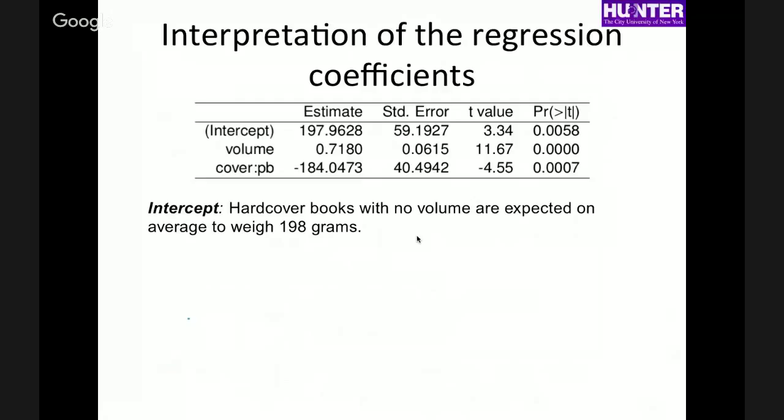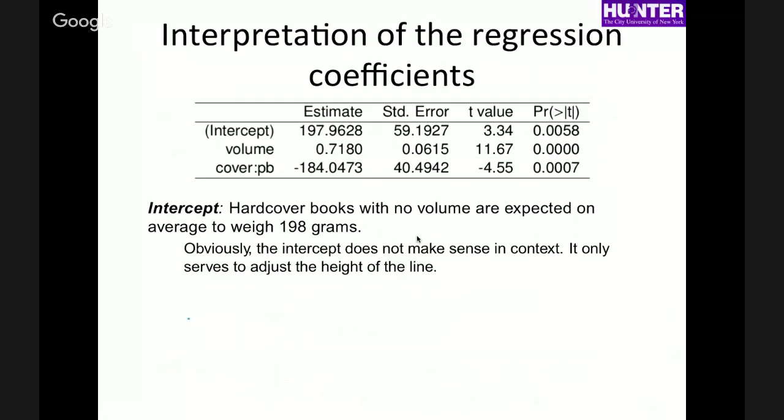So let's go ahead and interpret these. It's always good when you have your table to put these coefficients into words, so you could explain to someone what they mean. So the intercept here is what a hardcover book with no volume is expected on average to weigh. I don't know, it doesn't really make sense to have a zero volume book. Maybe though the volume is just the volume of the pages and not the cover. So maybe the intercept is the weight of the cover of a hardcover.